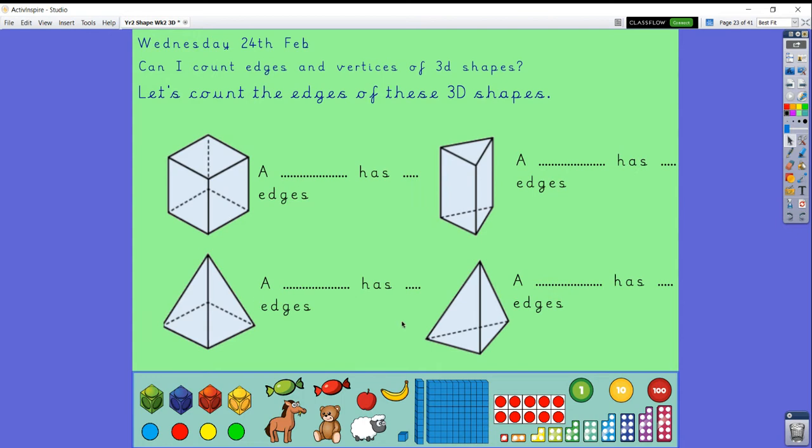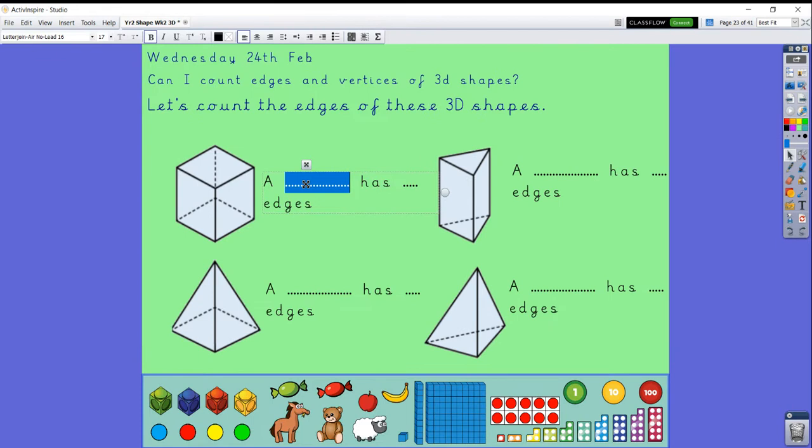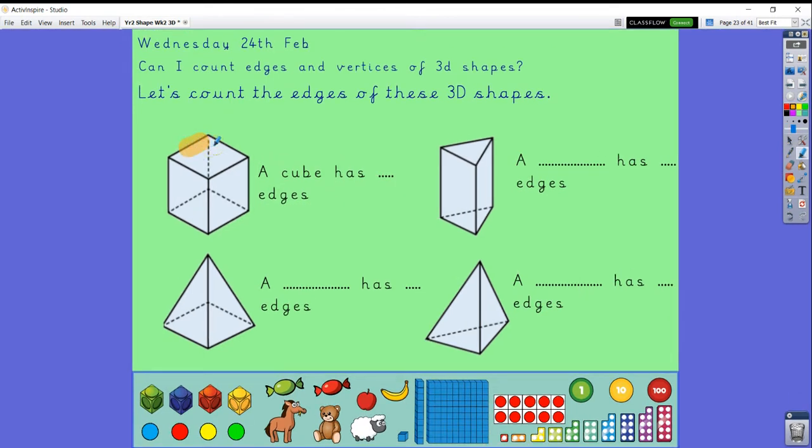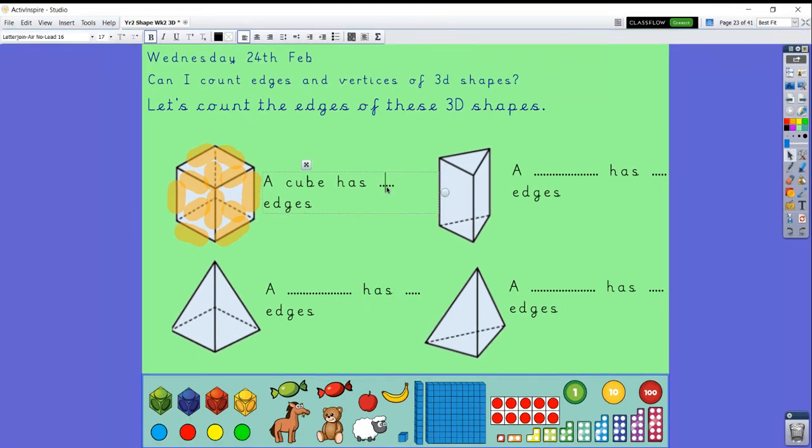So, would you like to have a go at finding the edges on these shapes? Just the edges to start off with. Brilliant. So, it's also asking us for the name of the shape. Can you remember what this one is? Yes, that's right, a cube. And we have got, let's get my highlighter. 1, 2, 3, 4 on the top. 4, 5, 6, 7, 8, 9, 10, 11, 12. And you might have found it easier to grab some shapes from around your house. So a cube has 12 edges.